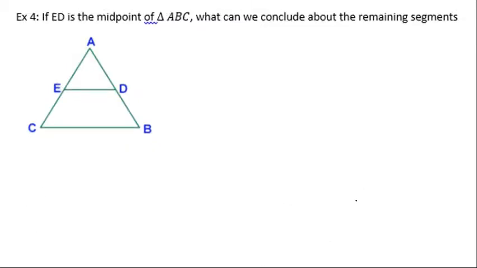Okay, example 4 says if ED is the midpoint. Oh, sorry, wrong word. So delete that word. And it should say mid-segment. The mid-segment of triangle ABC, what can we conclude about the remaining segments? So if this is the mid-segment, we could say that ED and CB are parallel. So we're going to write that down right here. We're going to say ED parallel to CB.